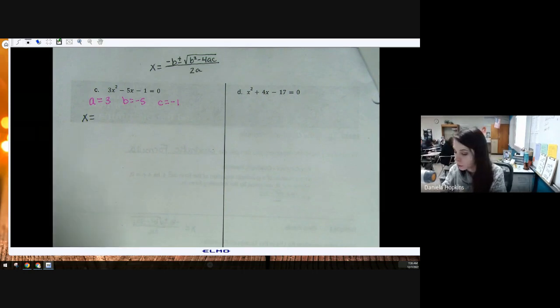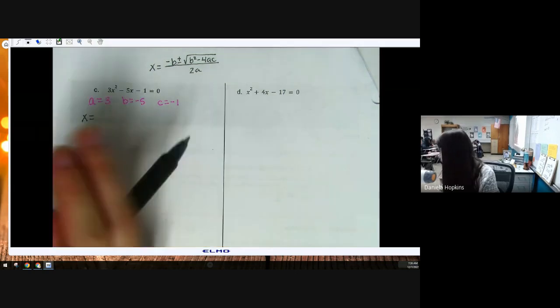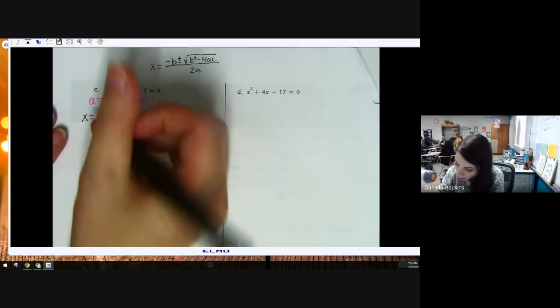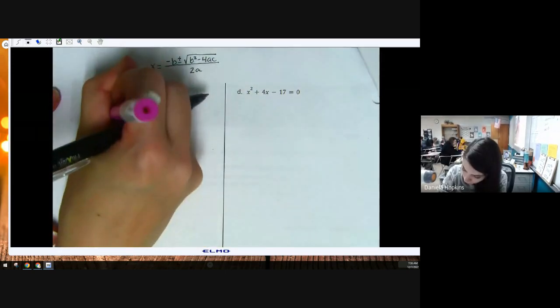And Lindsay's question was, if I didn't put -5, would I still get a point? If you just put +5, yes. You can just do the opposite of b if you'd like. I'm always going to put the negative just because I guess that's how my brain works.